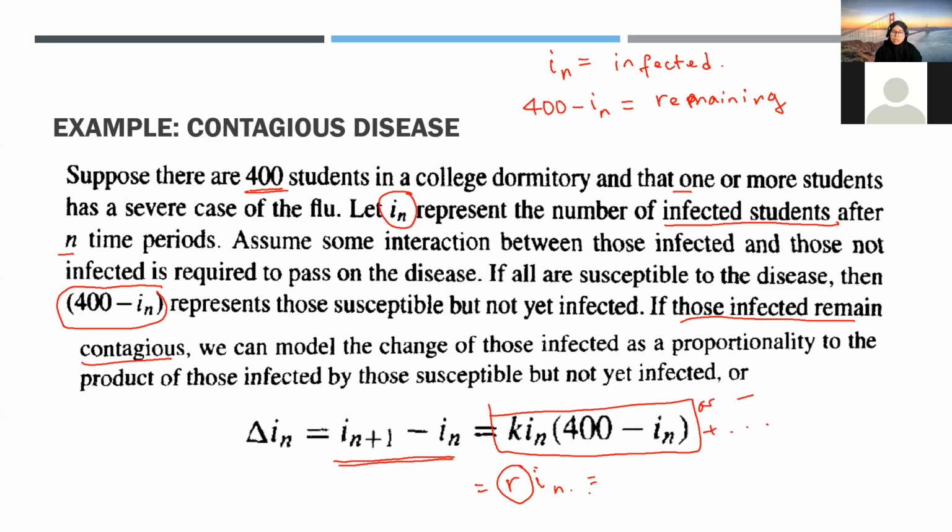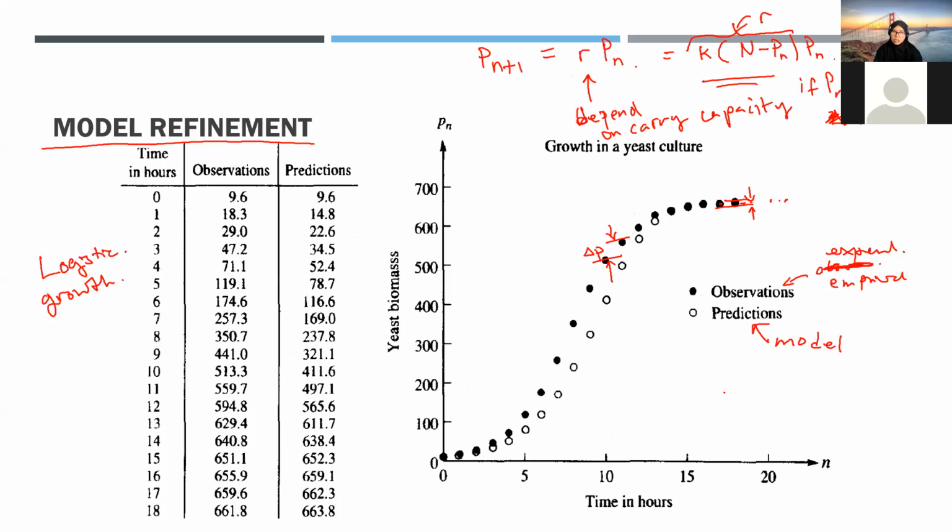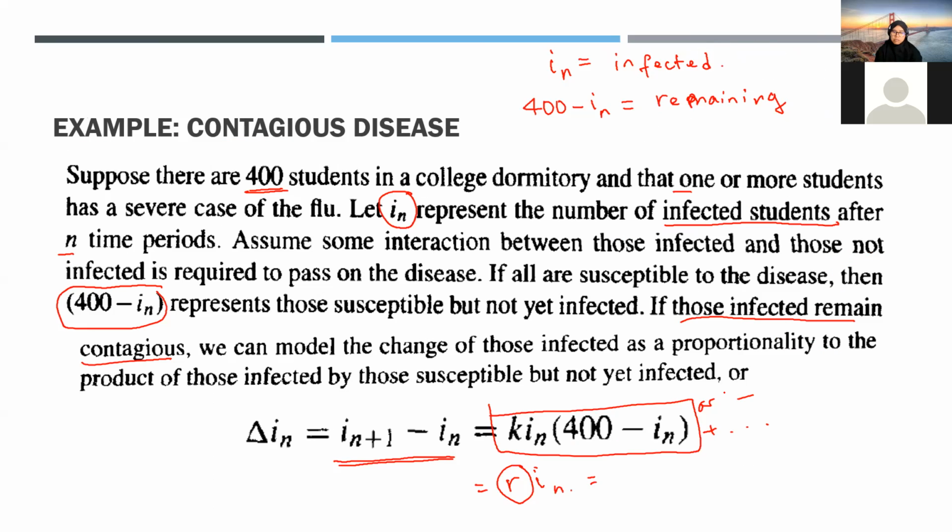So in that case, this is going to be the same as what we did for this equation yang soalannya ni, where we have growth in yeast culture. Dia ada restriction on the population. Dia tak boleh nak membiak lagi.